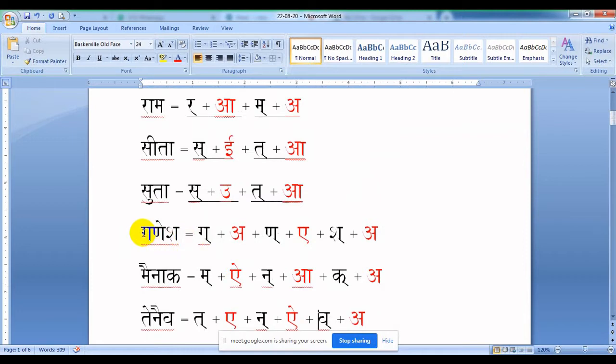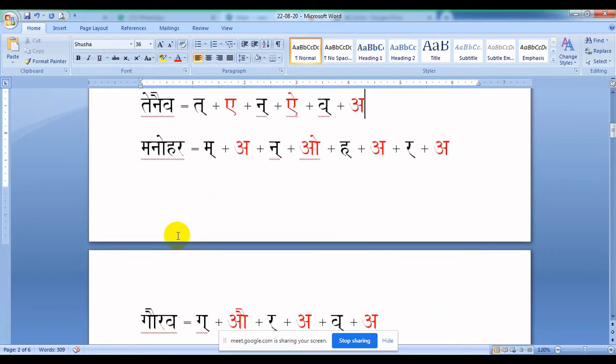Now, next word you can check Ganesha. In Ganesha you can see the first letter is ga, half ga and a, that is ga. Next letter is na, where na plus a is na, Gane. And the third letter is sha, right? Sha consonant plus a, Ganesha. Please pronounce Ganesha.